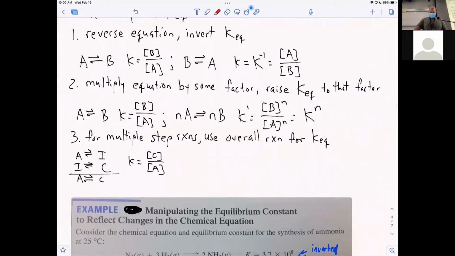Our new equilibrium constant is going to be (B over A), both raised to the N power, which is the original equilibrium constant raised to some power N. So that's what happens if you multiply an equation: you raise K to that power N.